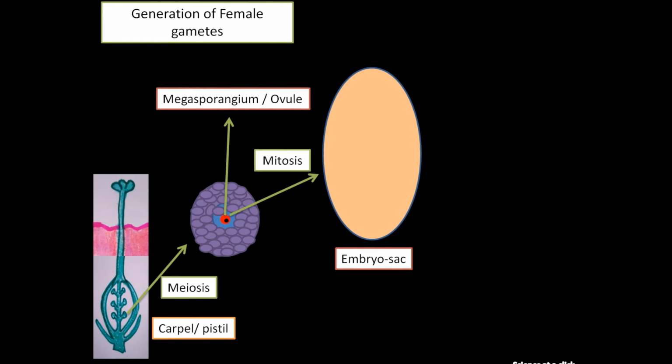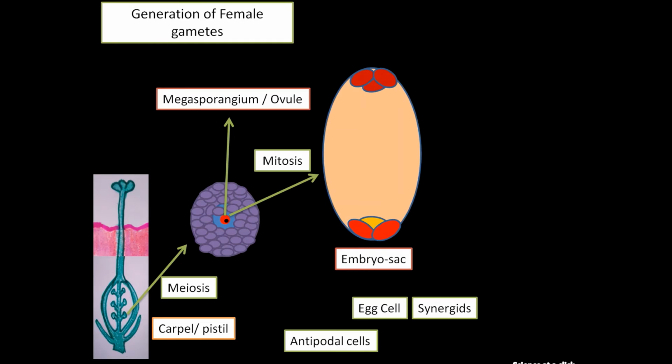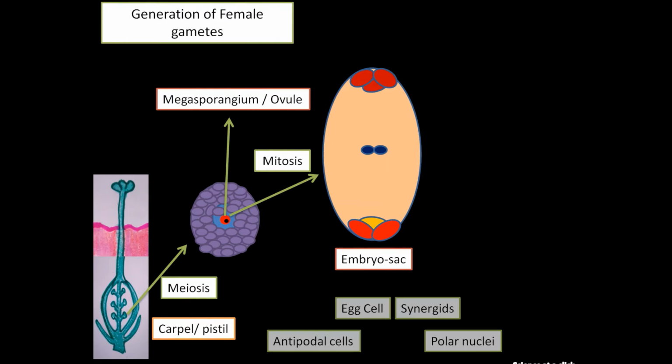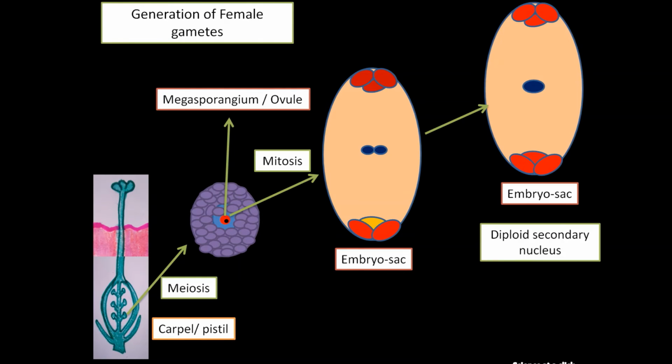The embryo sac contains one egg cell, two synergids, 3 antipodal cells, and 2 polar nuclei. The polar nuclei further fuse together to form a diploid secondary nucleus. The embryo sac is the female gamete.